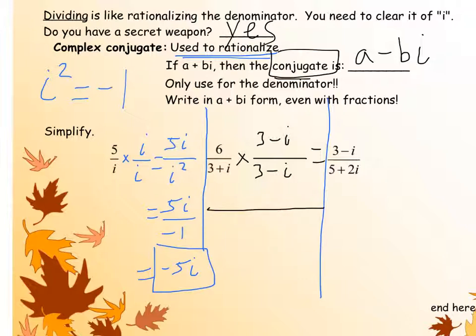I'm kind of working vertically here, but as far as the numerator goes, I would simply distribute 6 over 3 minus i. I'm going to take care of that first just to get it out of the way. And I get 18 minus 6i. Now, the denominator. I have a complex number here and a complex number there, so it's really a foiling issue.